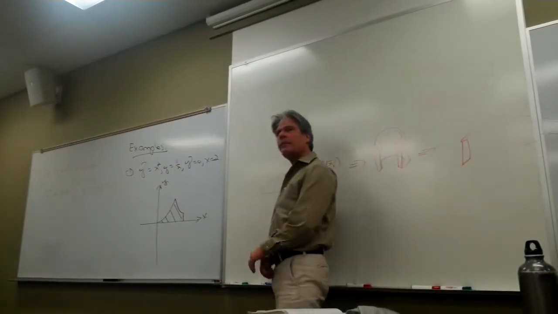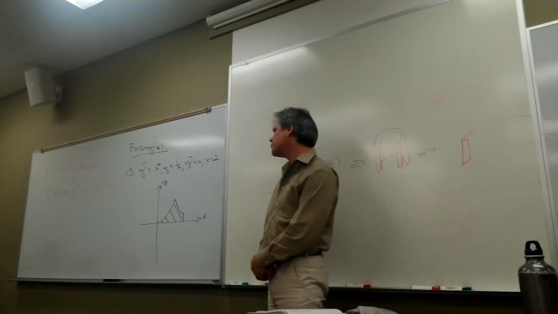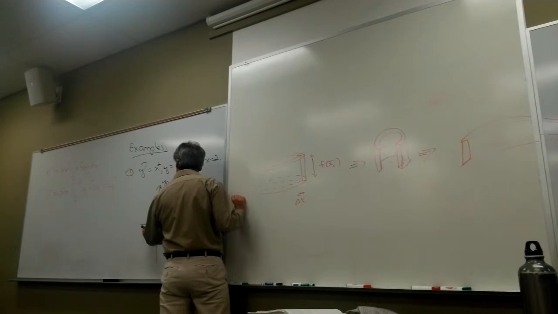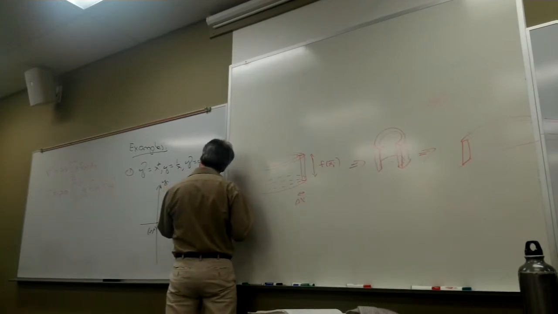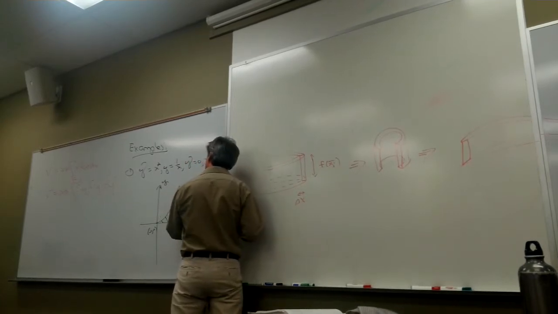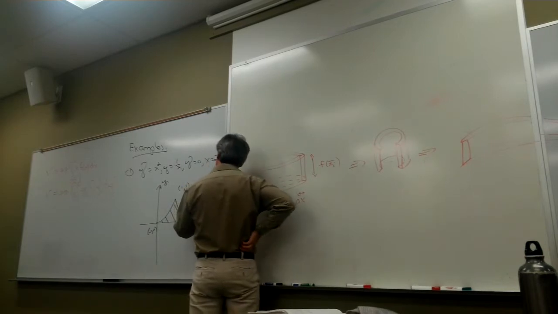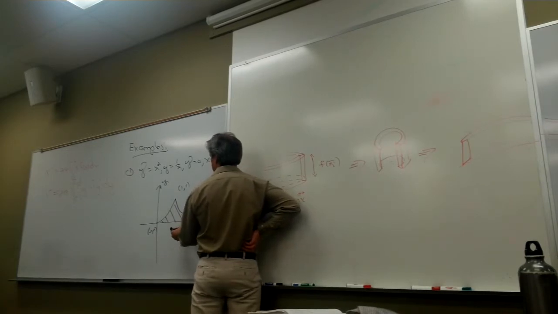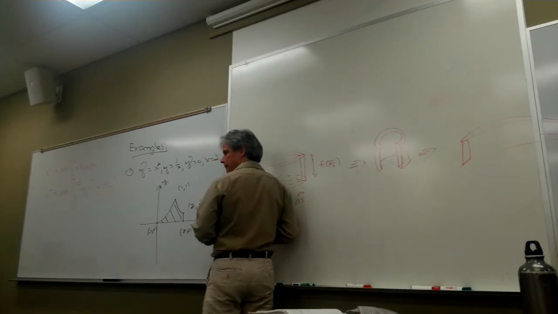Actually, I take that back. Can I stop for a minute? Can we just talk about these points of intersection? Are they easy? Yeah. 2 comma 0. I agree.